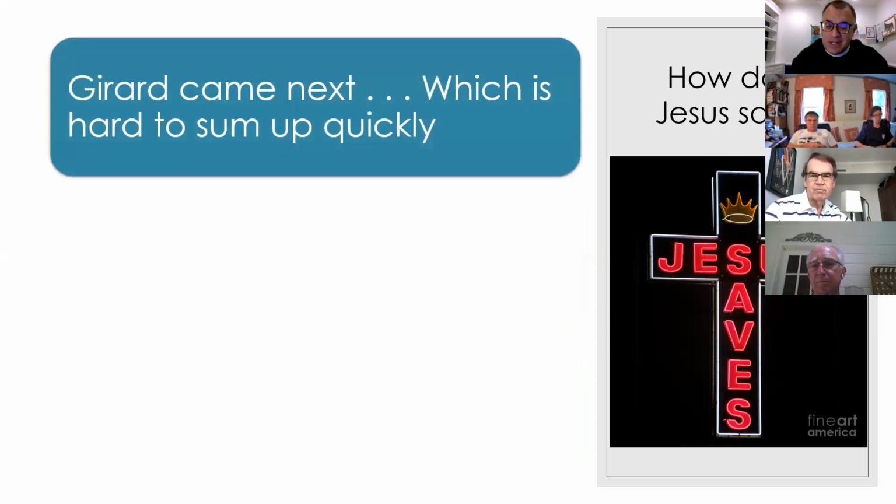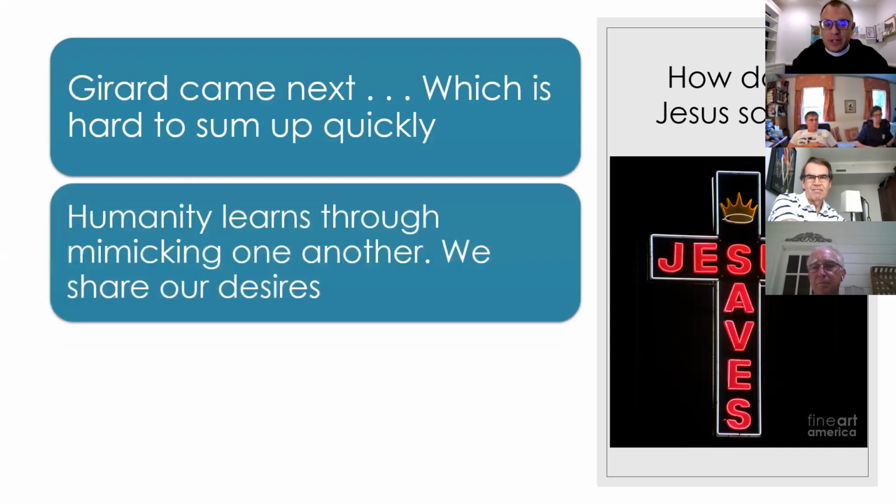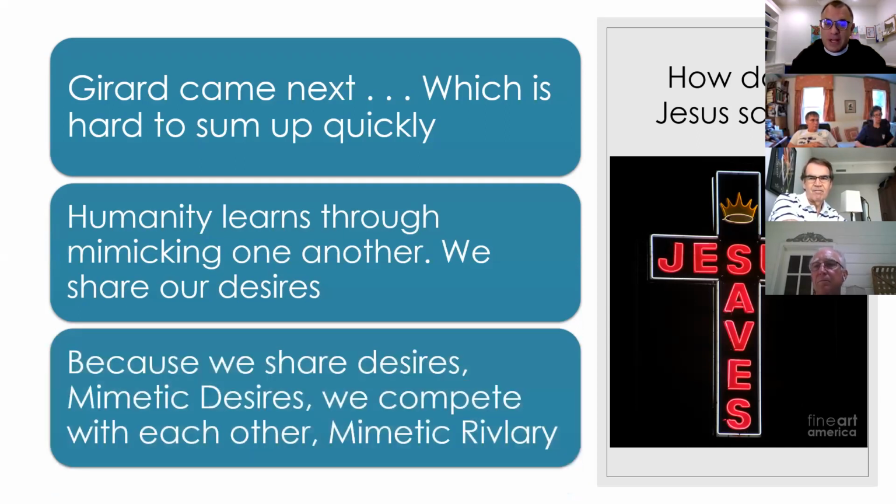Girard came next in Girardian theory, which, summing this up in a couple of slides, is the trickiest part by far. But just a quick reminder of how this works. Humanity learns through mimicking one another. We share our desires because we imitate the person next to us who tells us about those desires. Because we share desires, known as mimetic desires, we tend to end up in competition with each other. We create mimetic rivals. That is, we copy the fact that we both want the same thing, and then we end up fighting against each other for it.